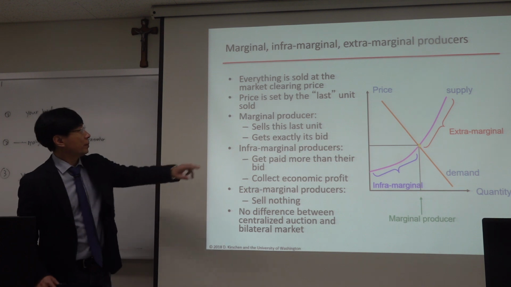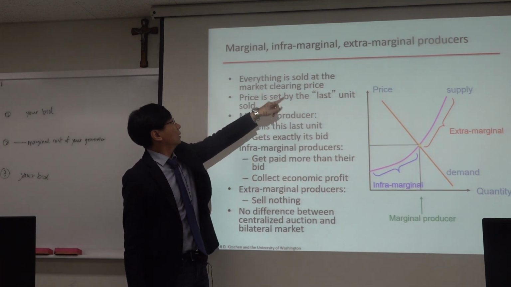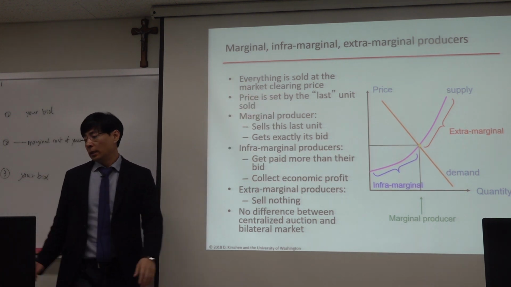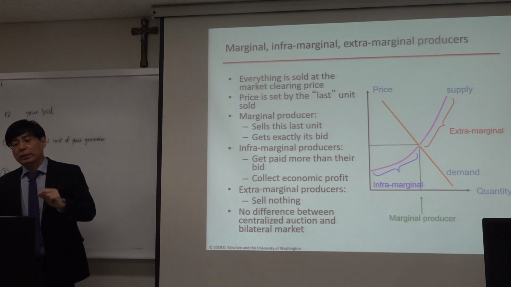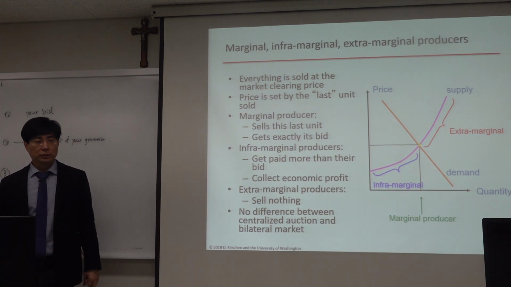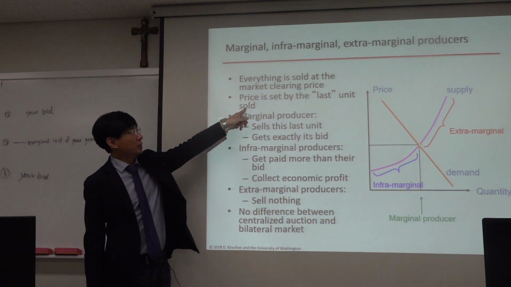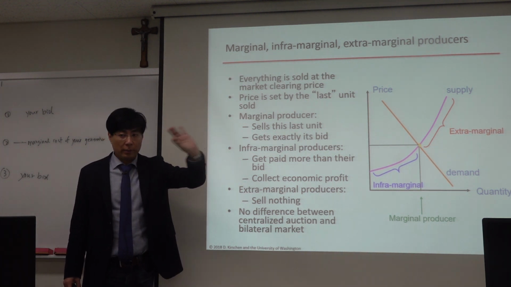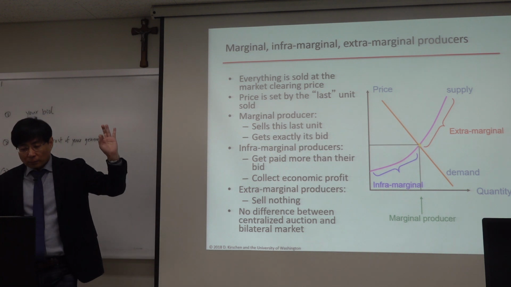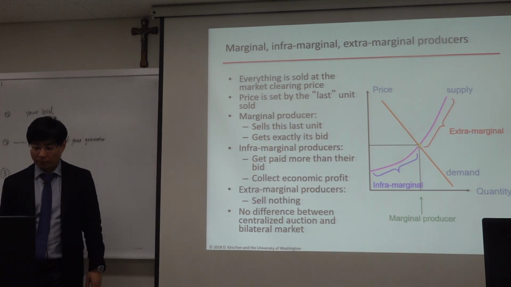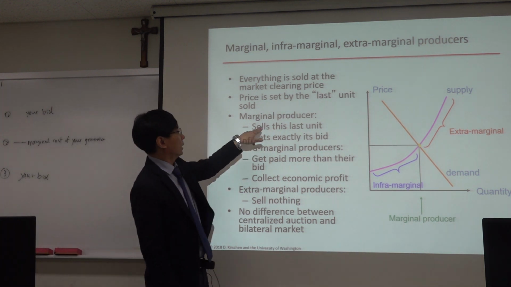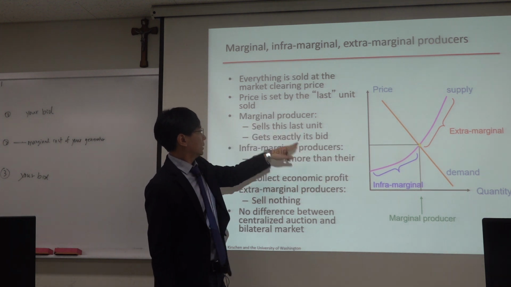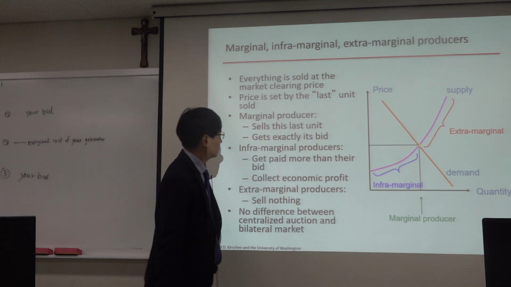And please remember that everything is sold at the same market clearing price, and the price is set by the last unit sold. So the price is determined by the most expensive generators. Okay, every generator gets paid equally. So the marginal producer sells this last unit and gets exactly its bid.